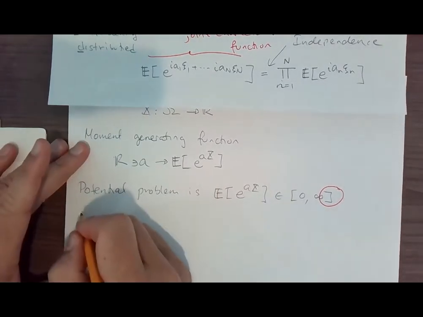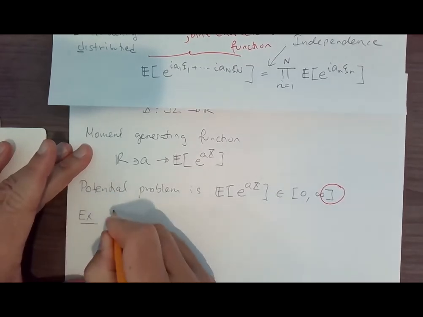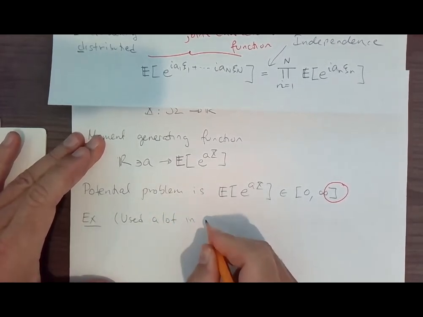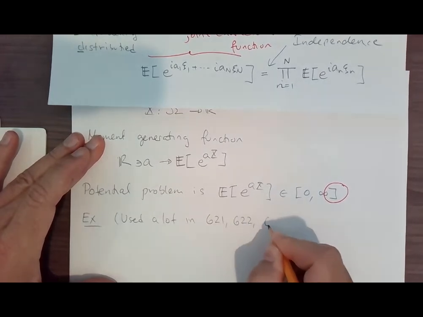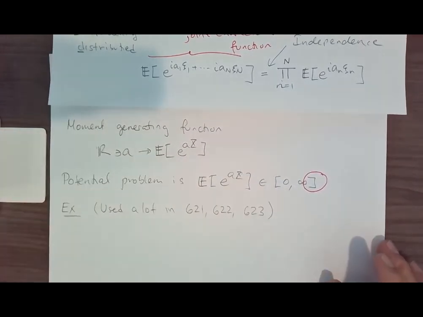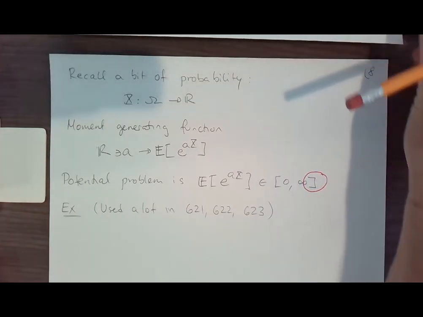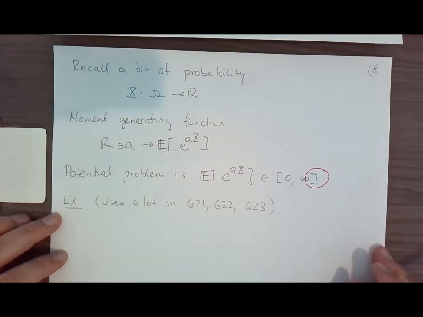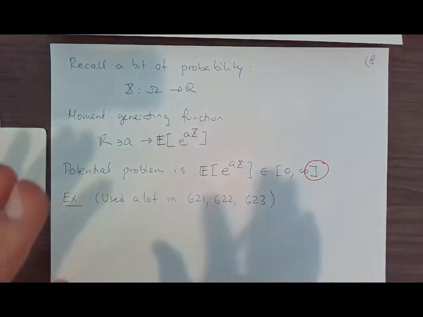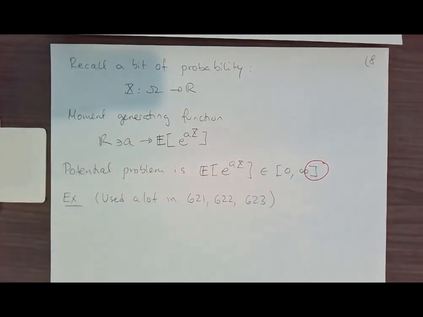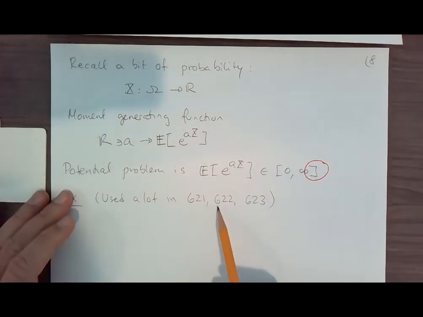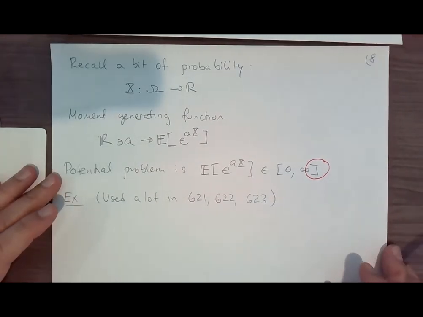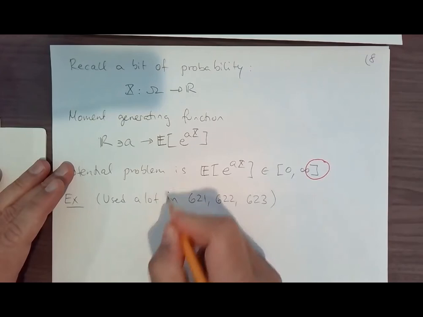Maybe to look at an example, one that is going to be used a lot in 621, 622, and 623. I've gotten feedback from students that they wished it had been made clear to them early on the importance of moment generating functions and characteristic functions. So I'm telling you now, they are really important in these courses. They are being used a lot in various forms and shapes. So don't neglect this.